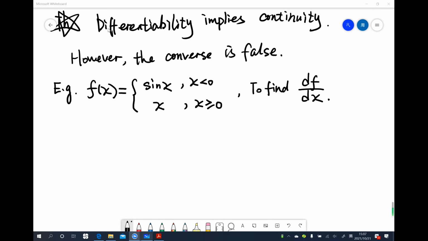Don't forget the point 0, because from the left and from the right, it had different limit, right? So you have to consider the point 0 separately and check if the function is differentiable at this point.